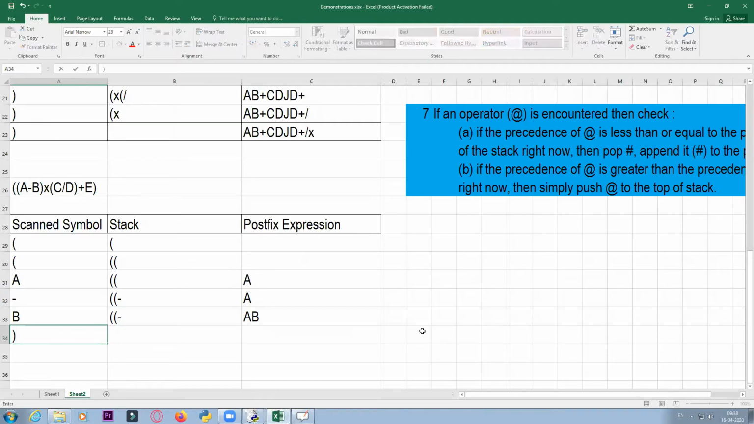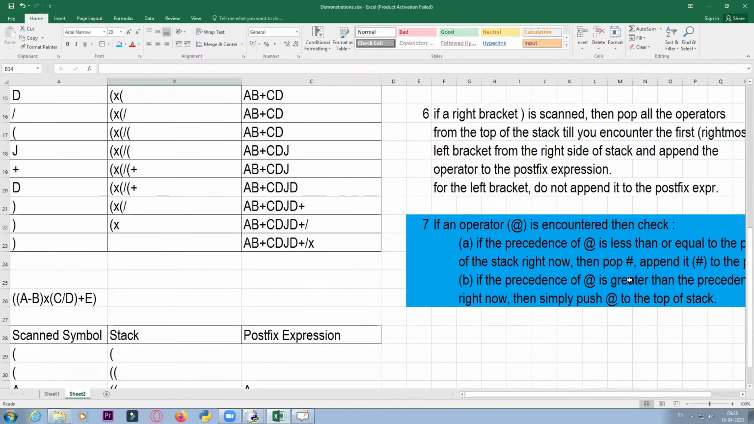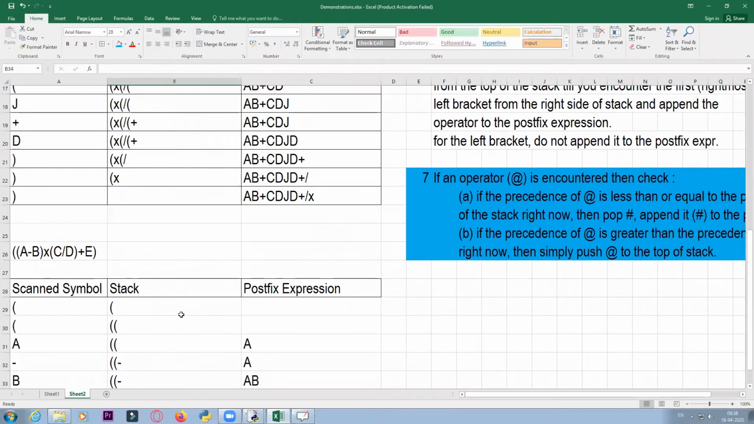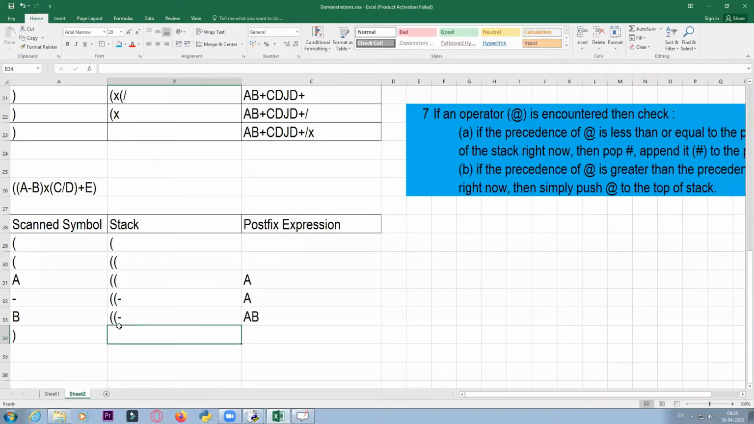After B there is a closing bracket. Now because there is a closing bracket, according to this rule, if a right bracket is scanned, then pop all the operators from the top of the stack till you encounter the very first left bracket from the right side of the stack. So our stack will be left with only one left bracket. A, B will be there and a minus sign would be there.